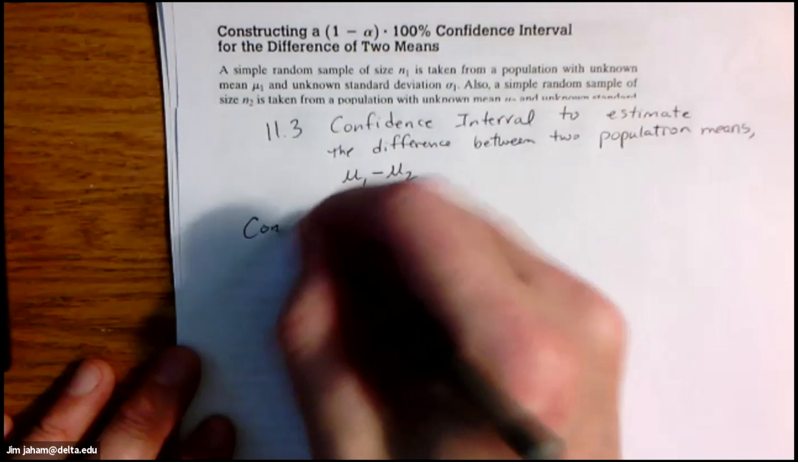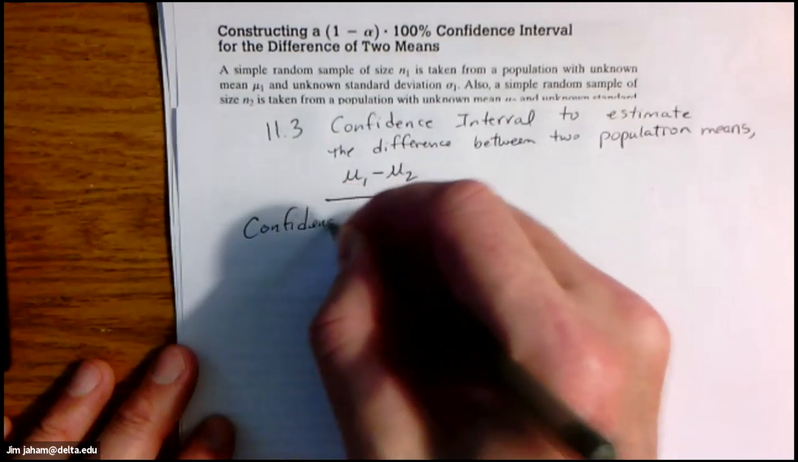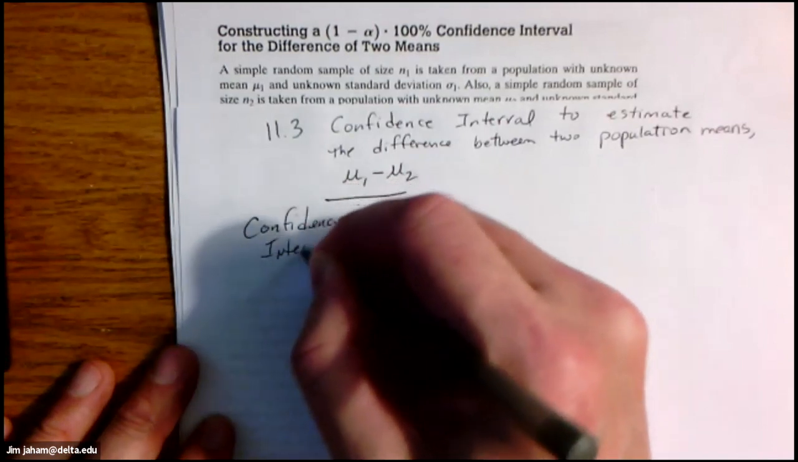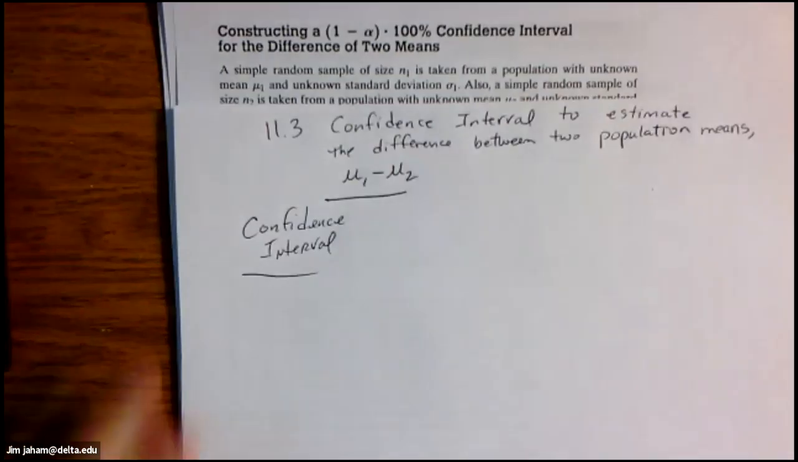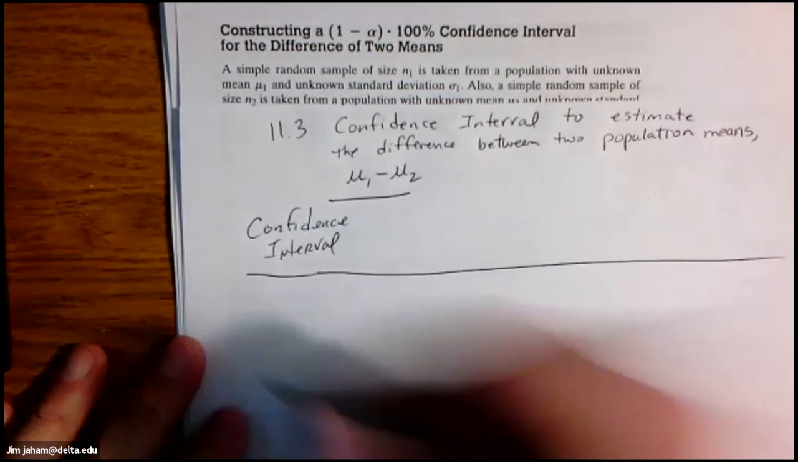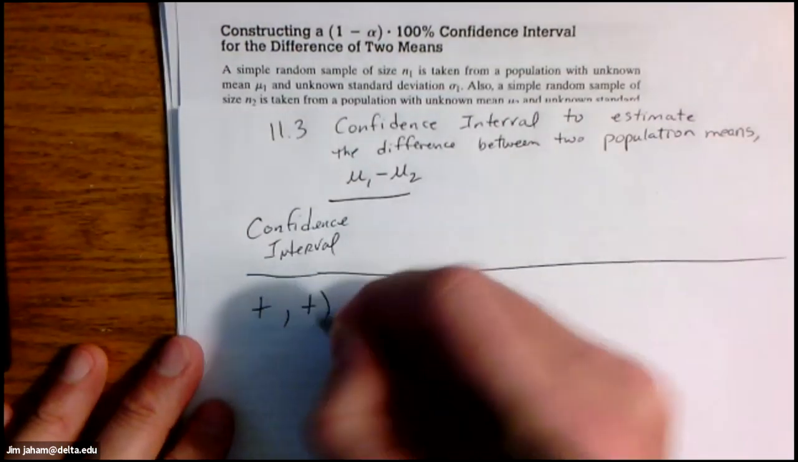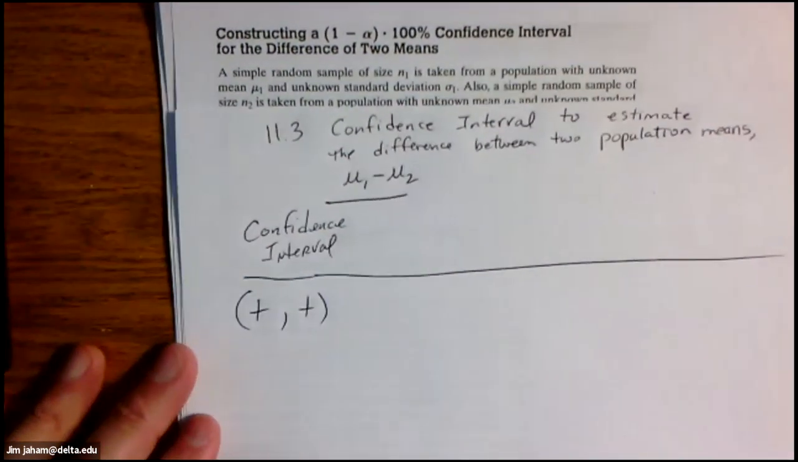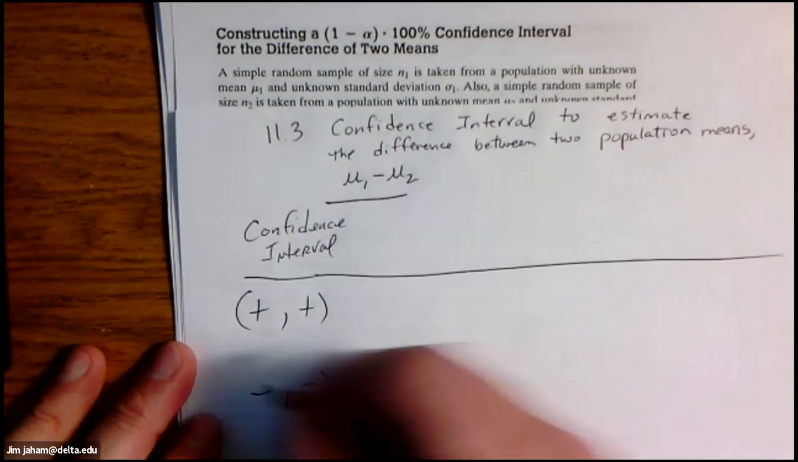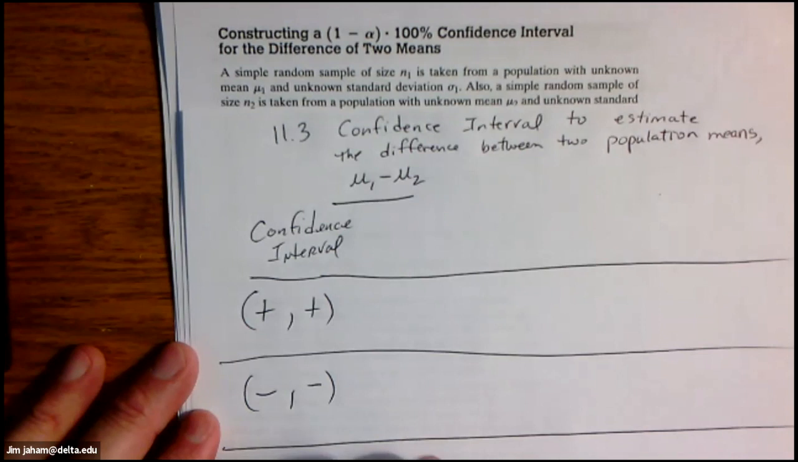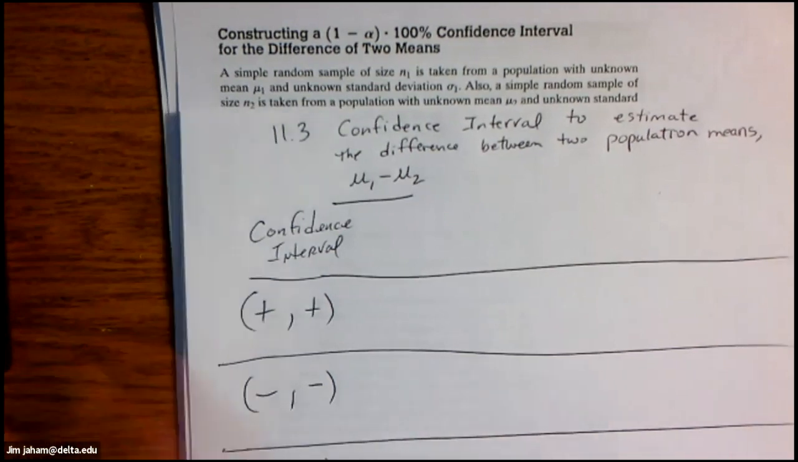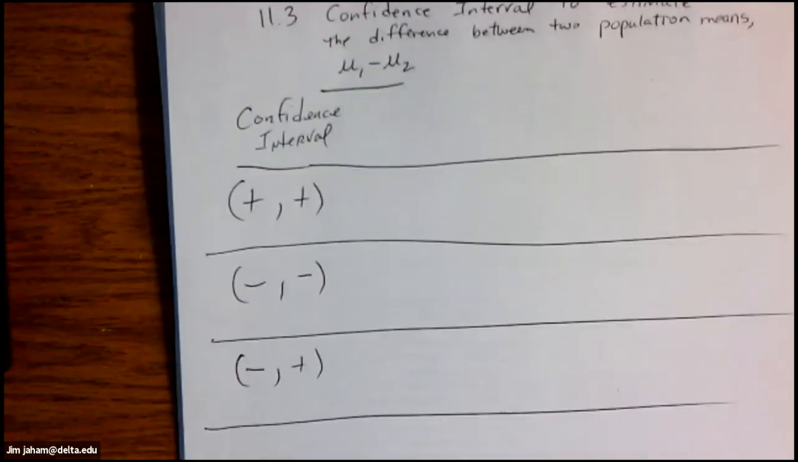Okay, so the confidence interval can take one of three shapes. Both the lower bound and the upper bound can be positive. Both the upper bound and the lower bound can be negative. Or you can have the lower bound being negative and the upper bound being positive. Three different possibilities.